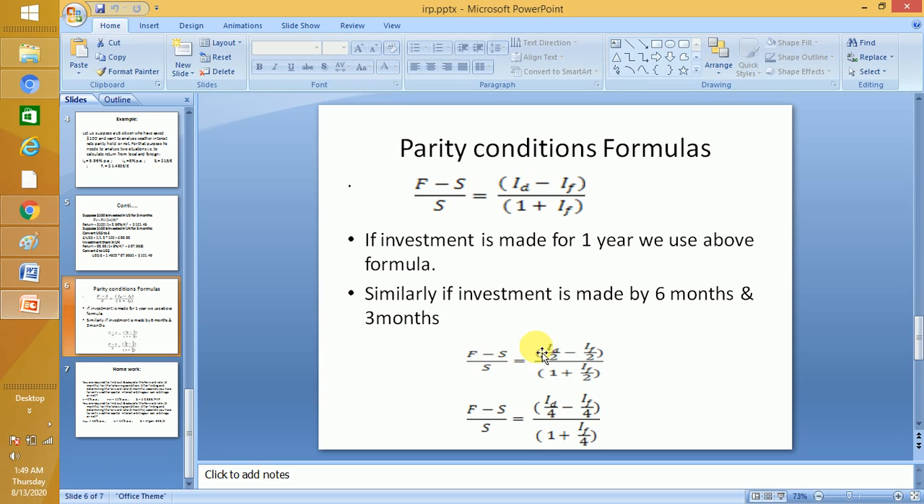Suppose 12% is the interest. For 1 year, it is 12%. For 6 months, it will be divided by 2: 12% divided by 2, so it will be 6%. Now if you are calculating it for 3 months, then 12 divided by 4, so for 3 months you will get 3%.